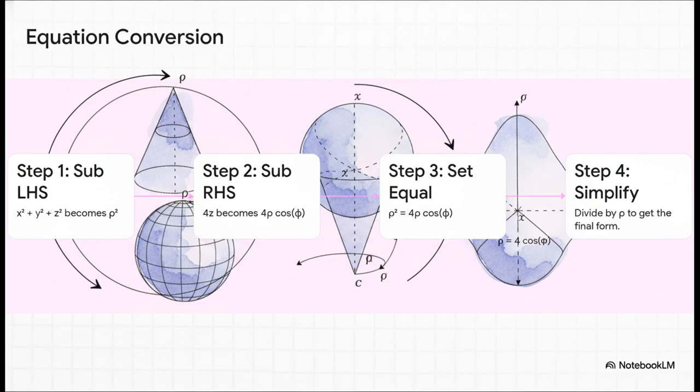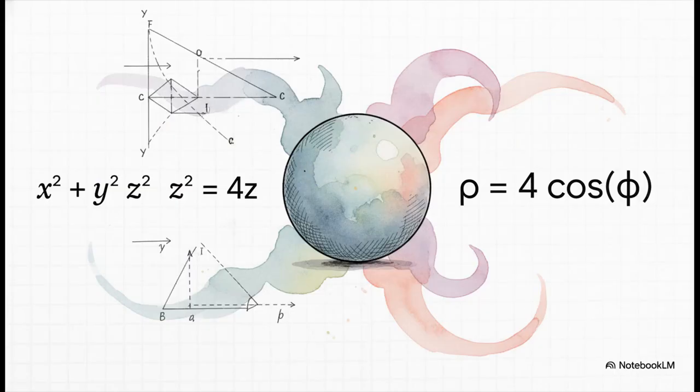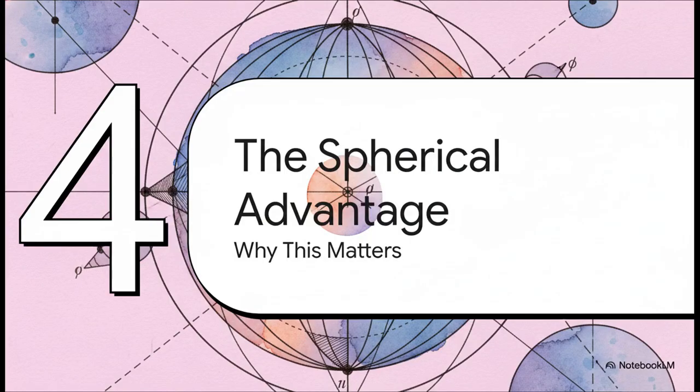On the left-hand side, we've got x squared plus y squared plus z squared. Well, we know what that is. That's just rho squared. On the right-hand side, we have 4z, and from our toolkit, we know z is rho cos phi. So we make the substitutions, set them equal, and then we simplify. And check this out. After we divide both sides by rho, that clunky Cartesian equation completely collapses into this beautifully simple form. Rho equals 4 times the cosine of phi. I mean, look at that. This right here is the whole point. This is why we do this. This is the payoff.